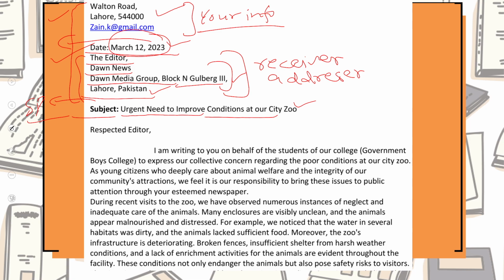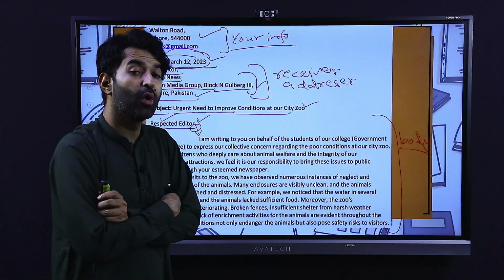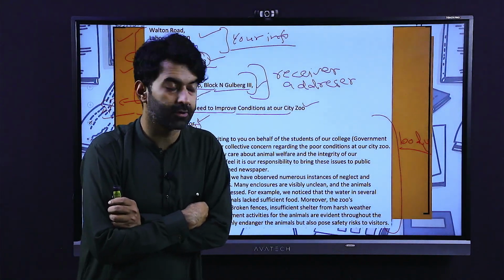about the city zoo. Now, then you will give a space and then your salutation. Respected editor, then you will add this comma over here, and you can start your letter right under this comma. I'm writing to you on behalf of the students of our college. Now, this is the body of your formal letter. This is the body. It can contain multiple different paragraphs, and each paragraph should include an idea followed by the next paragraph, which has another idea. Your problem identification and your solutions will be in the body of the formal letter.